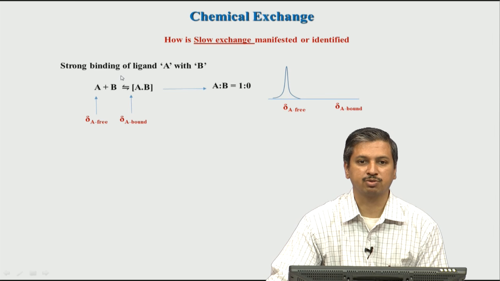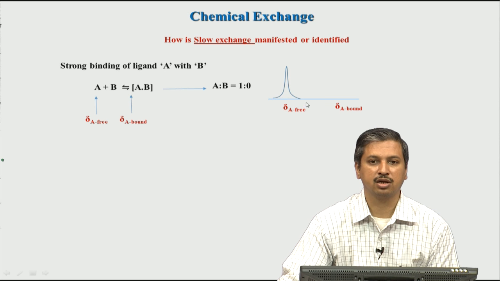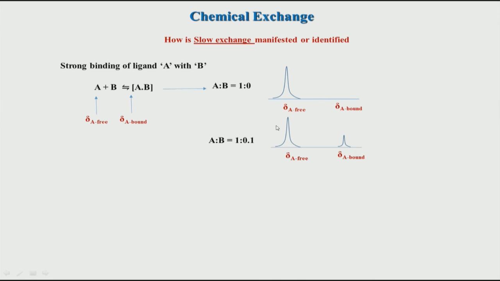Suppose we start this experiment with only A and no B is added. Obviously that is the free form, and there is only one peak which corresponds to the free form of the ligand. Now, slowly I do this titration by increasing the amount of B. Suppose I add a very small amount of B, then if it is slow exchange, this is what you should expect to see. Another new peak will appear somewhere which will correspond to the bound form, and the old peak will slightly decrease in intensity.